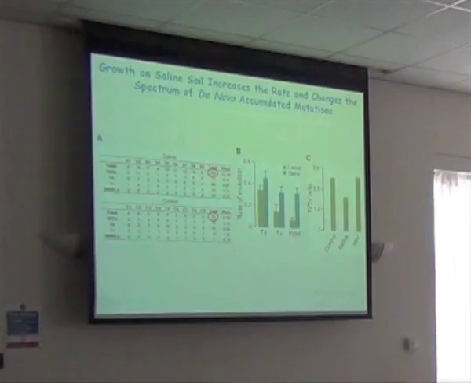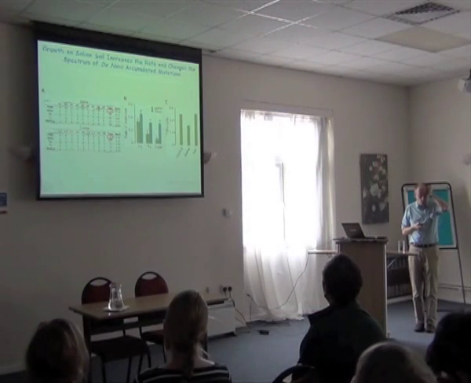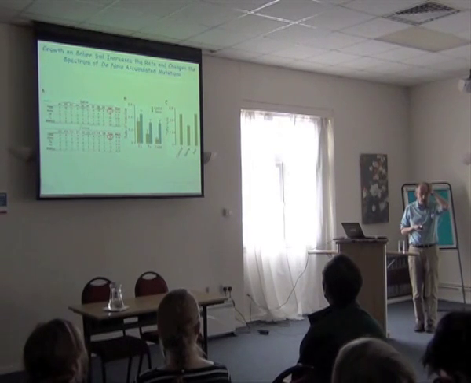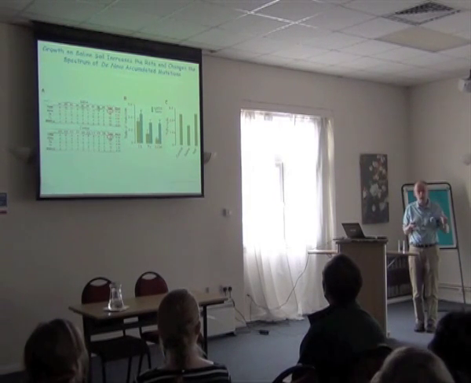So the answer then to what we're showing is that growing these plants, these lineages, in a stressful environment increases the mutation rate, and it also changes the spectrum. You get different types of mutations in plants grown in stress conditions. And I think this is important because it means when we're growing crops, we're increasing the mutational load in stressful environments.